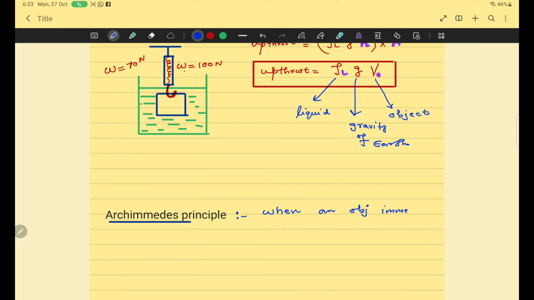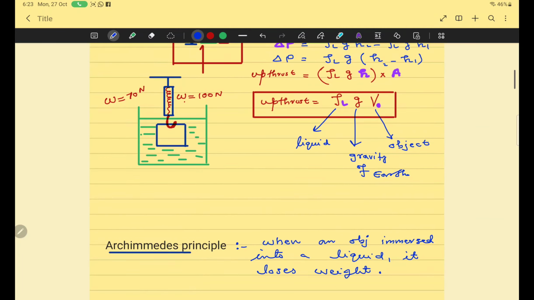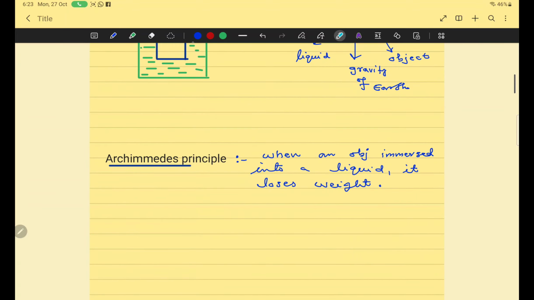When an object is immersed into a liquid, then it loses weight. It is clear the weight of the object in air is 100 newton, but when the block is immersed into water, its weight is less. It means when the object is immersed into a liquid, it loses weight.